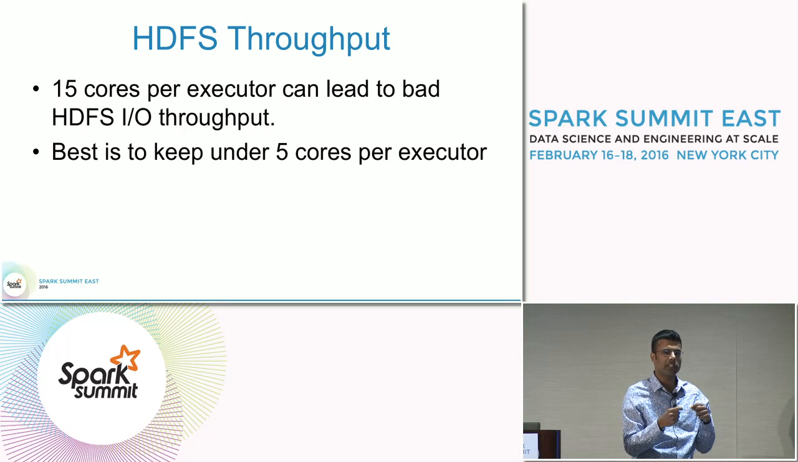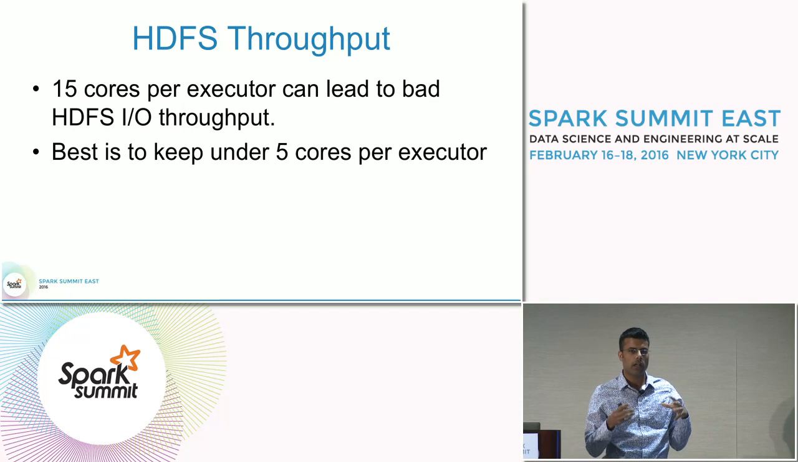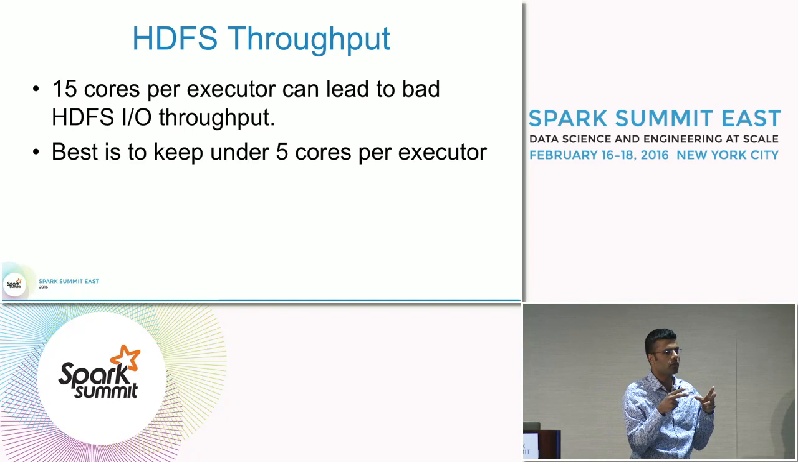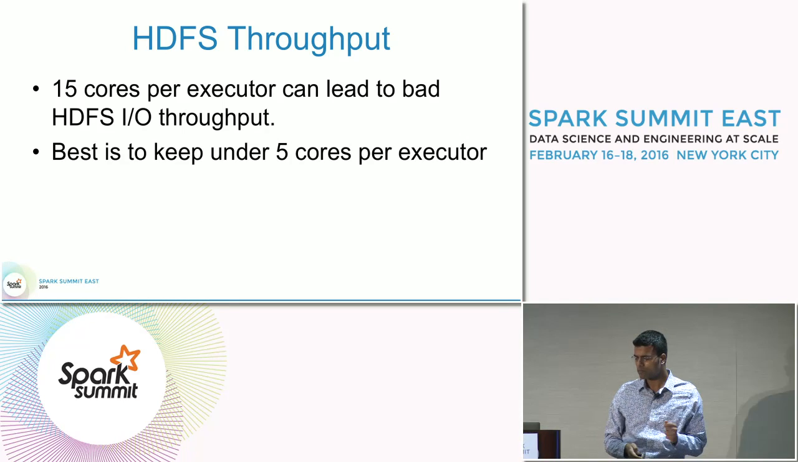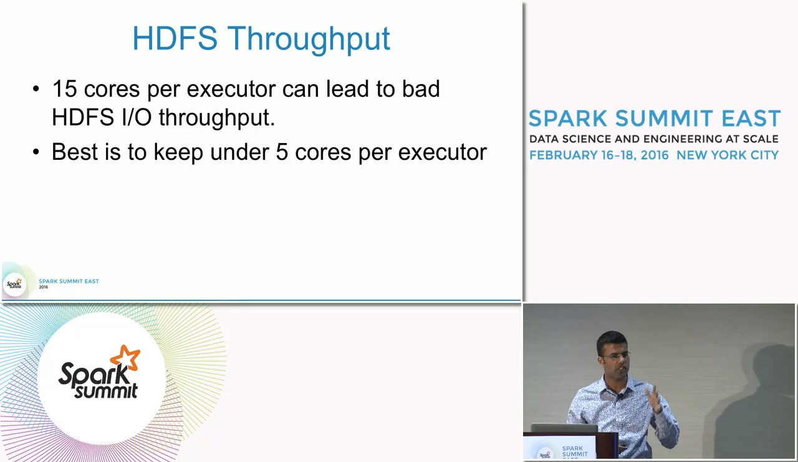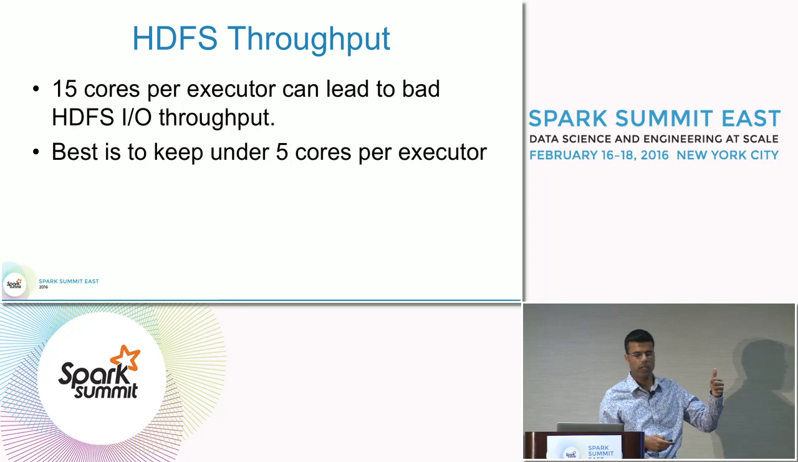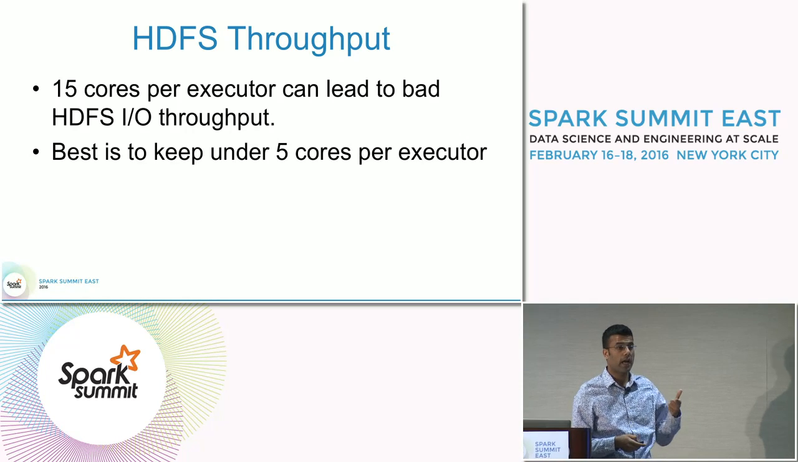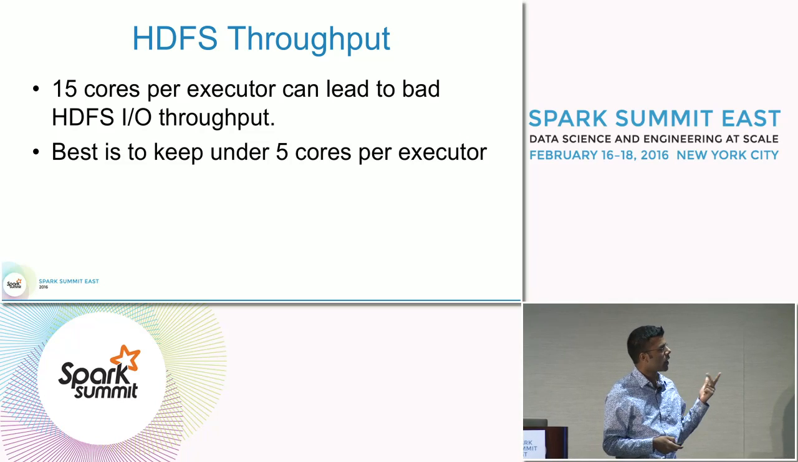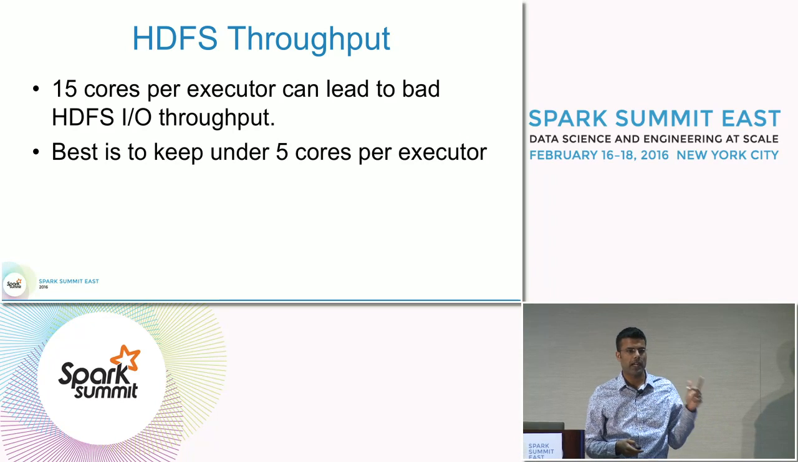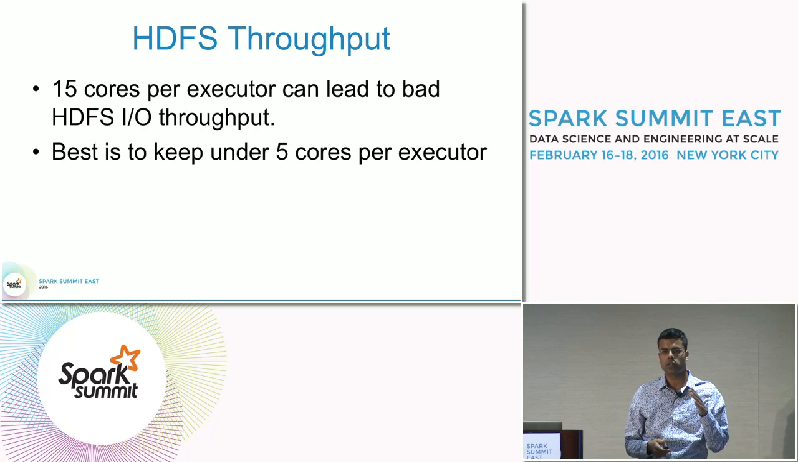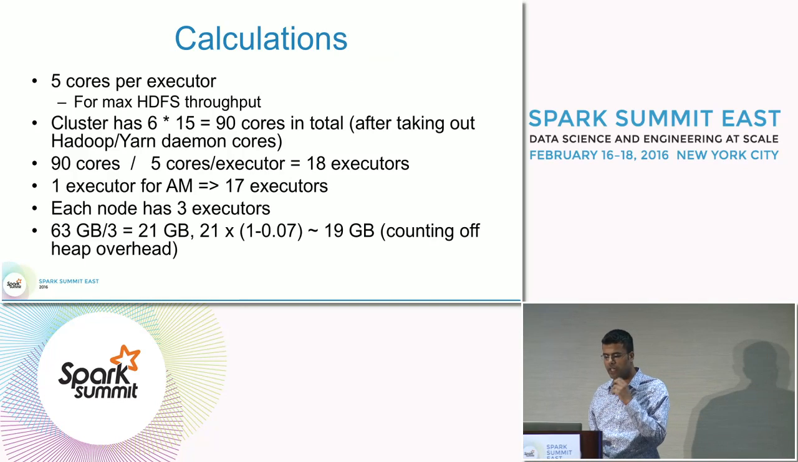15 cores per executor leads to really bad HDFS throughput. So it's best to keep the number of cores per executor to something smaller, like 4 to 6 cores per executor. So with all this new information that we have gathered, we've talked about direct memory buffers, we've talked about how the application master needs a core, and we've talked about the HDFS throughput is maximized when you have 4 to 6 cores per executor. Here's the calculation we come to.